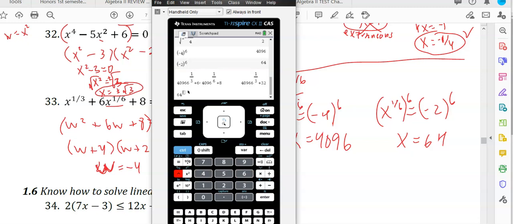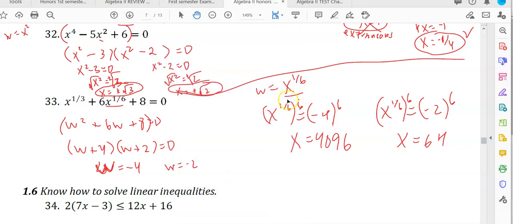64 to the power of 1/3 plus 6 times 64 to the power of 1/6 plus 8 does not work, does not equal 0 in either case. Therefore, we can say these are not solutions, they're extraneous, there is no solution here.